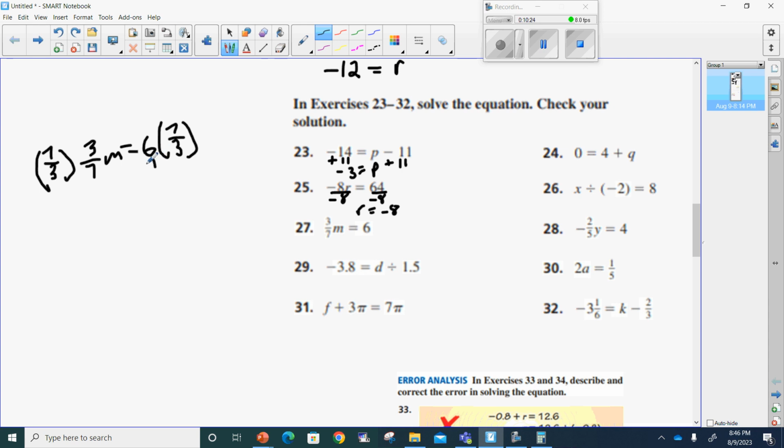Or I could remember that this is just the same as 6 over 1. That allows me to take 6 and 3, since they both have 3 in it. I can take 3 and divide it by 3, and that gives me 1. 6 divided by 3 is 2. And now I just have 2 times 7, which is 14. So m equals 14.